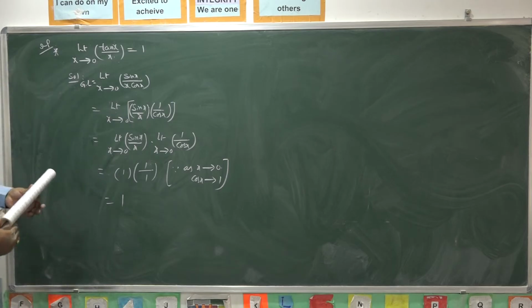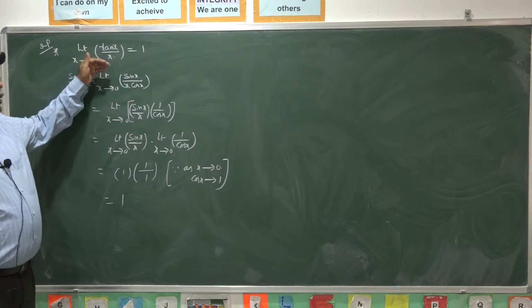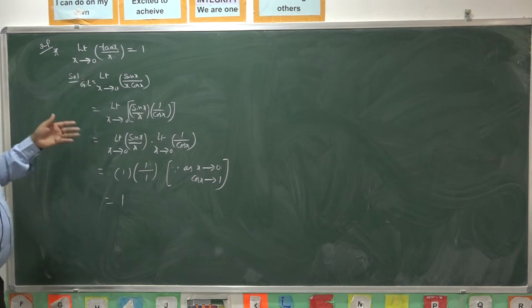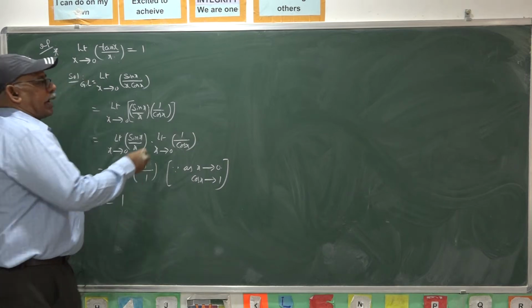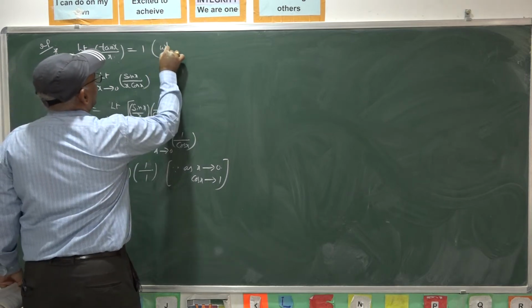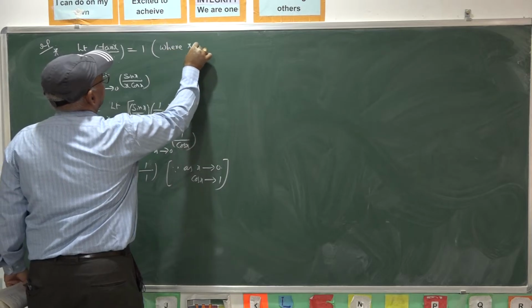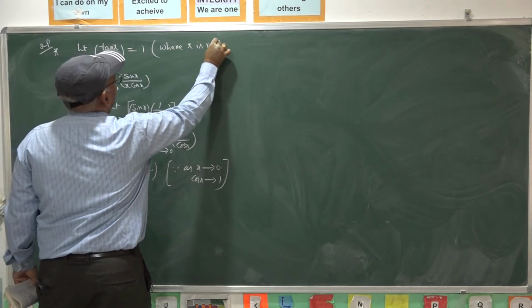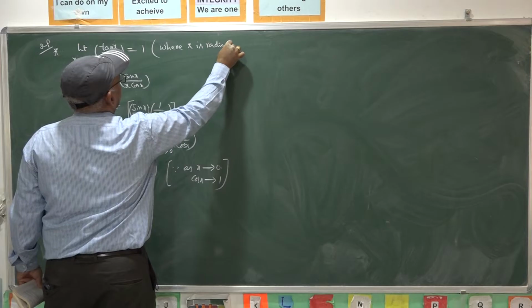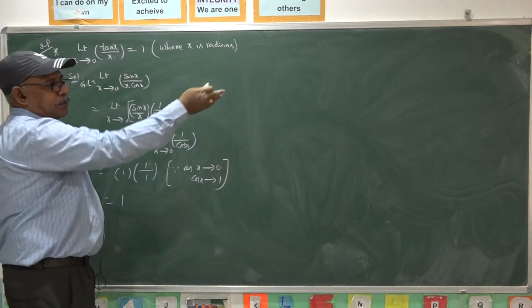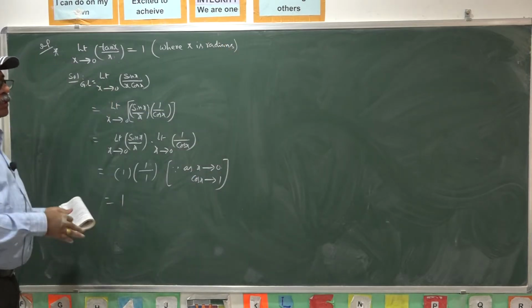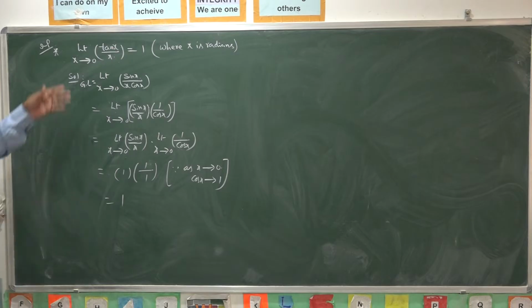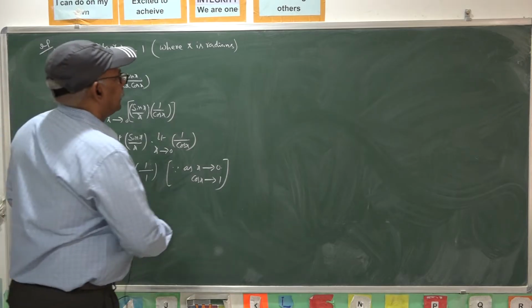So limit as x goes to 0, tan x by x, where x is measured in radians, is always equal to 1. If x is given in degrees, as in the previous case, you have to change it to radians to apply that formula. So limit as x goes to 0, tan x by x is always equal to 1.